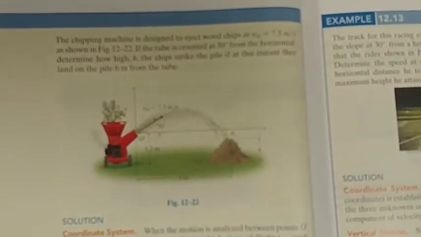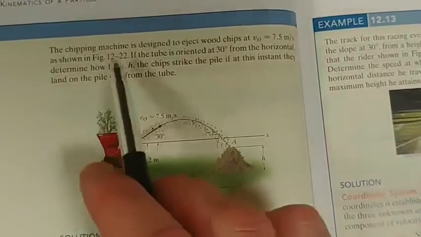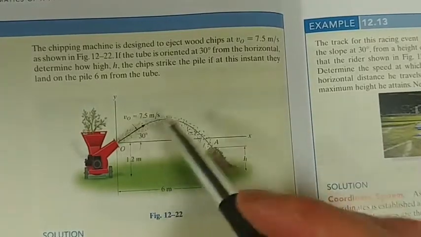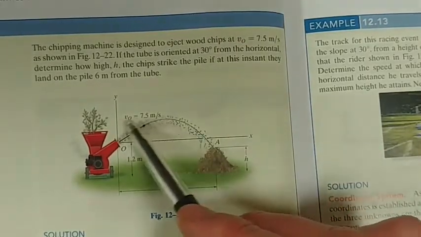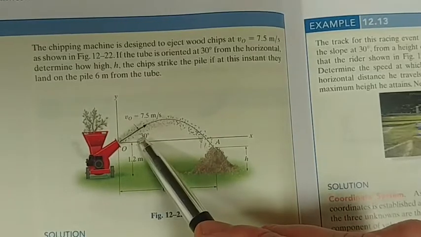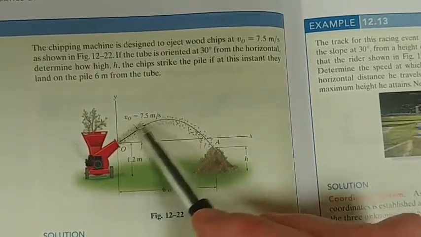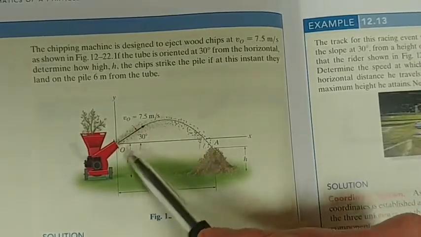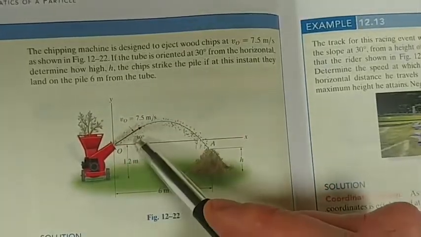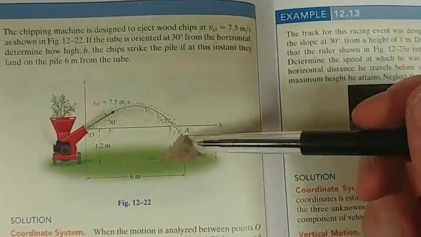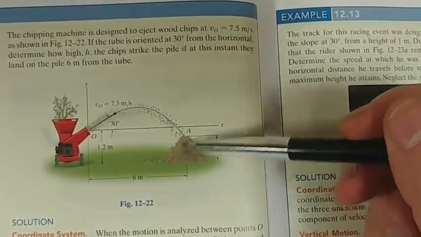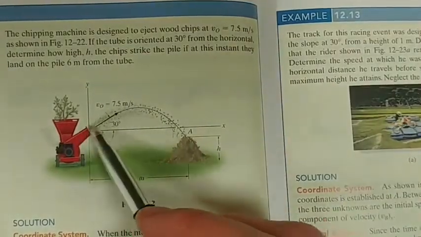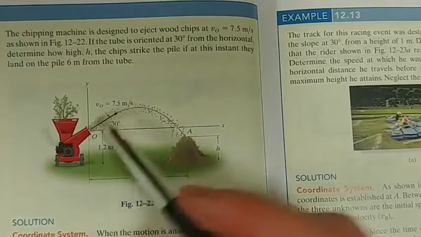So the chipping machine is designed to eject wood chips at V0 equals 7.5 meters per second. Remember, that is the resultant velocity. We don't have our V0x and our V0y, so we don't have information already given to us in the x and y directions. If the tube is oriented at 30 degrees from the horizontal, determine how high. What is this? This is vertical information. Here this V0 gives us both horizontal and vertical information.